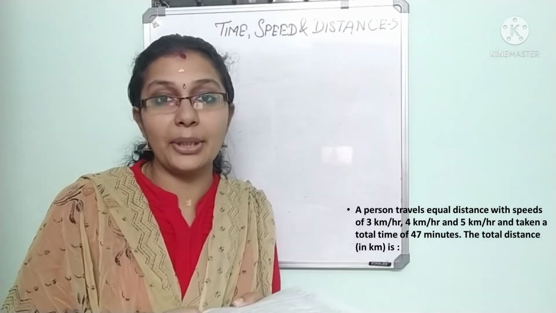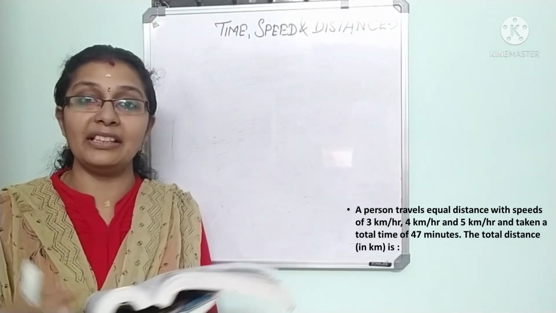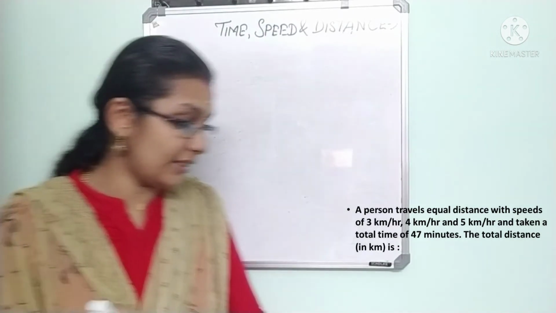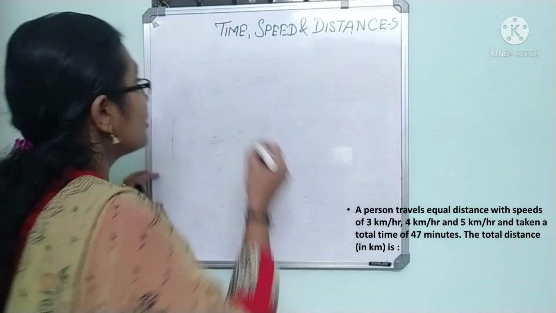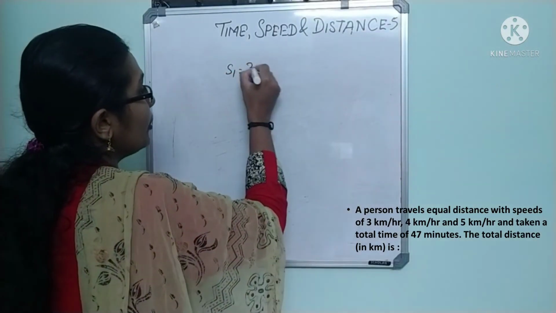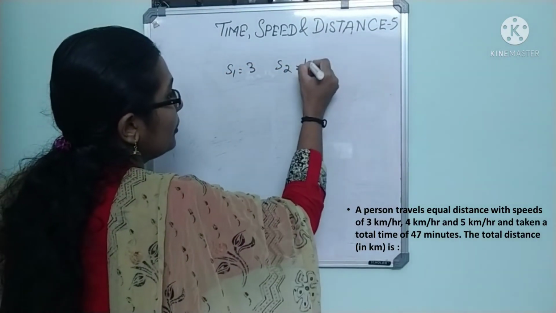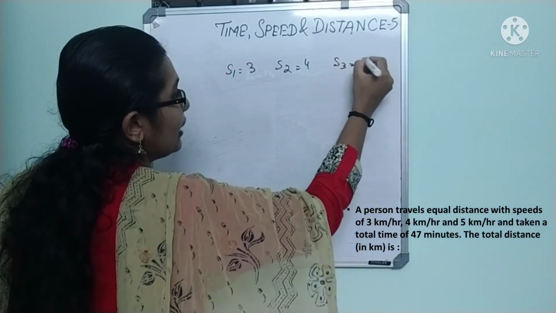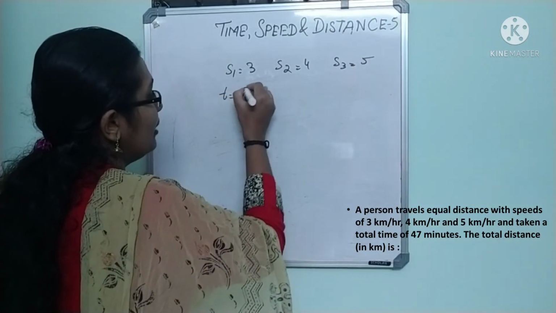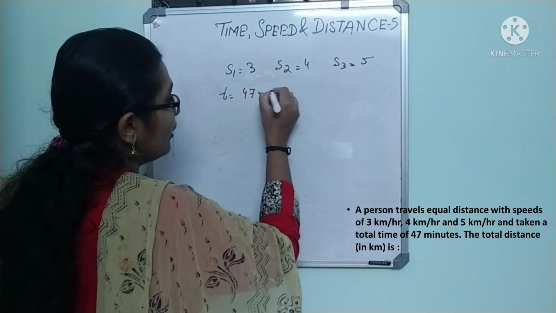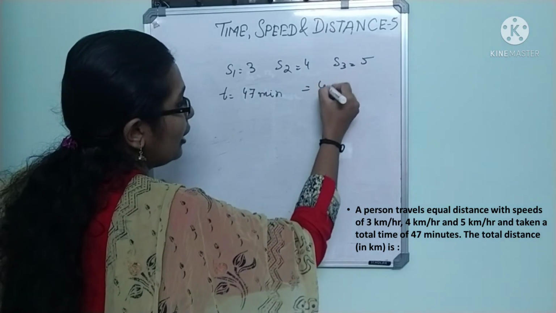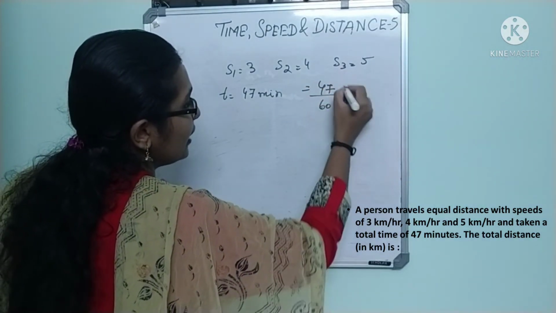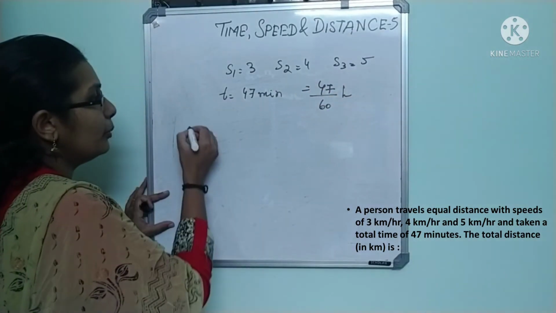So here also you cannot use the shortcut because they have given the condition of 3 equal distances. So write down what is given. Speeds are 3 km per hour, 4 km per hour and 5 km per hour, and the time is 47 minutes. On converting it into hours you will get 47 by 60 hour. Clear? So how will you proceed?